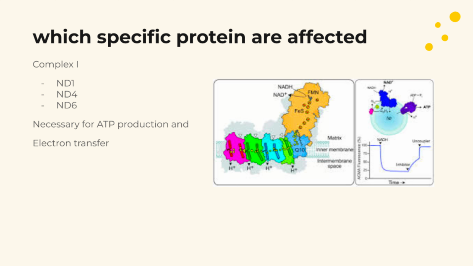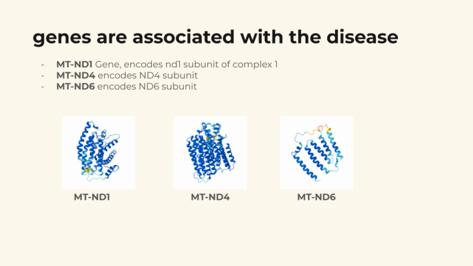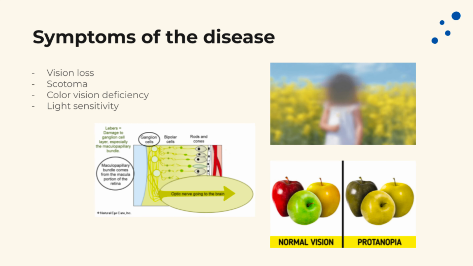These affected proteins will make the retinal ganglion cells weaken, causing LHON. So the genes that are associated with this disease are MTND1, MTND4, and MTND6. These genes encode the proteins I stated earlier, and more than 90% of cases of LHON are caused by these three mutations.